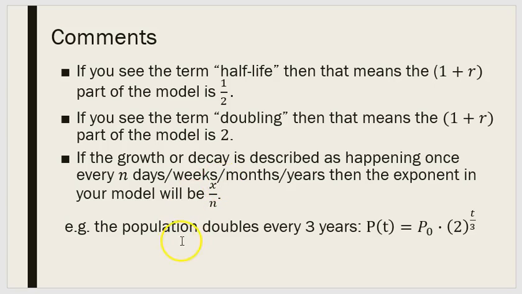So for example, if they say the population doubles every 3 years, I didn't give an initial population, so I just used the variable p naught here. Then doubling means that your base of the exponential is 2. And since they say it's happening every 3 years, not every year, I'm just taking my exponent of t, and I'm doing t over 3. If it was every 4 years, I would have done t over 4. If it happened every 5 years, I would have done t over 5. So those are just some of the tricky situations that happen on these.